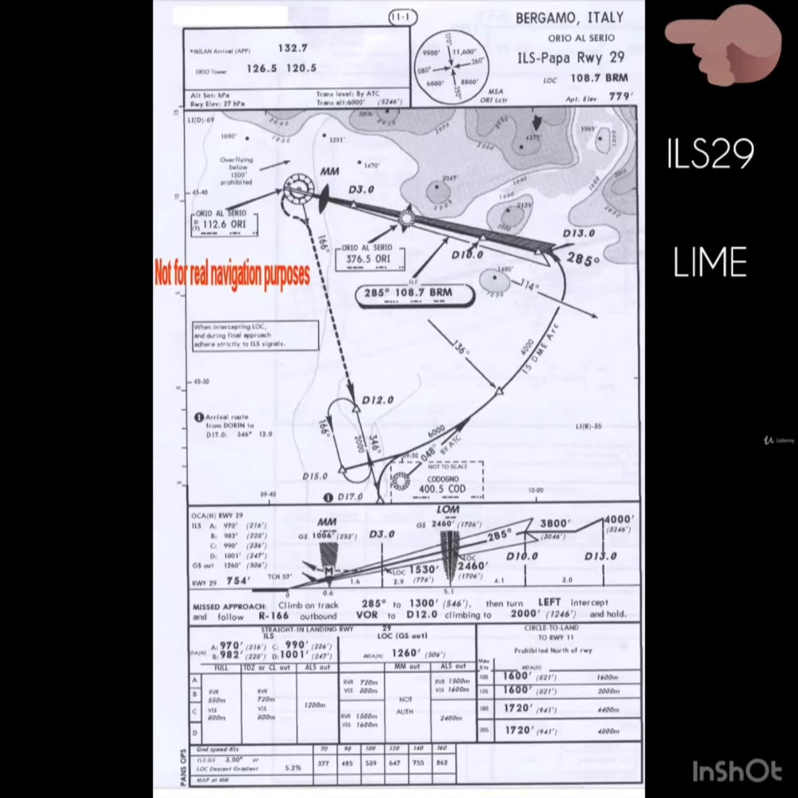This is the ILS approach for runway 29R of Bergamo International Airport. The call code is Lima India Mike Echo, as we can see in our chart. I remind you this is an example just to teach you how to read and perform an approach briefing.